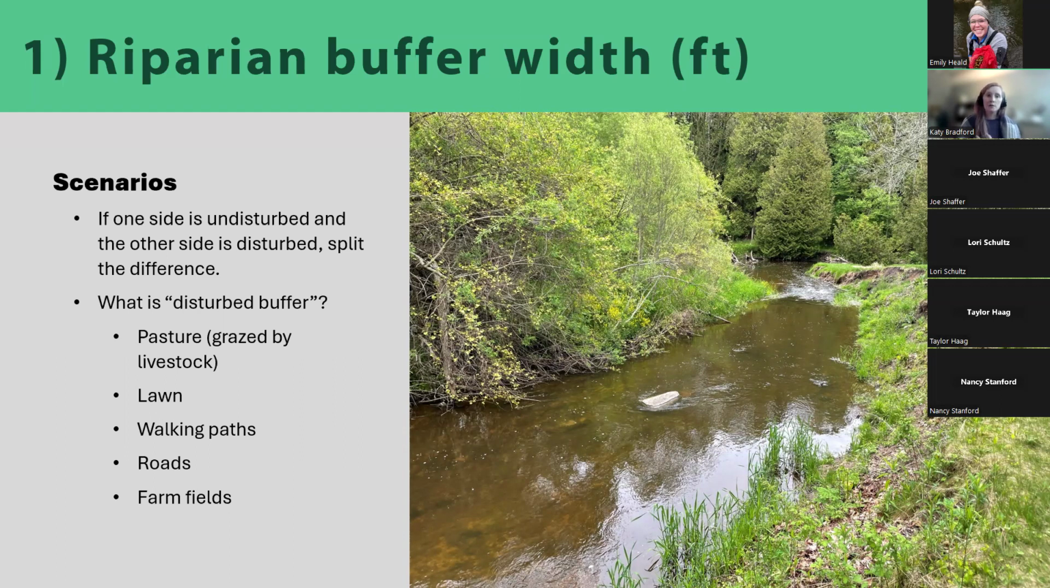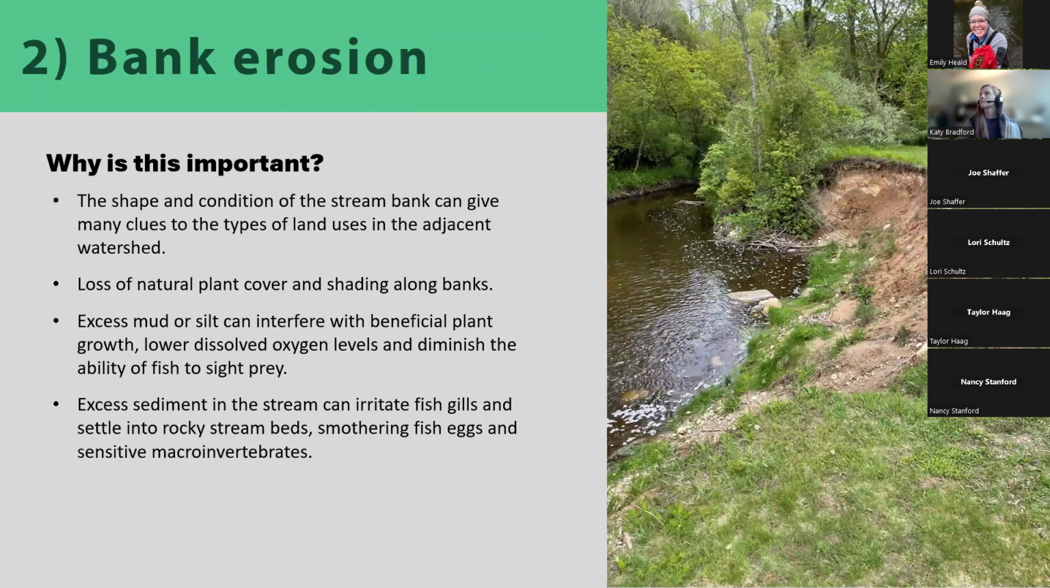What counts as disturbed buffer? If it's pasture grazed by livestock, that's counted as disturbed. If it's lawn, walking paths, roads, farm fields. So what's not disturbed would be like wetland, prairie, forest, that kind of thing. So that was the first habitat parameter. You walked your 44 feet of your transect, you looked left and right, and you write down a number for how big you think the buffer is on average in that section.